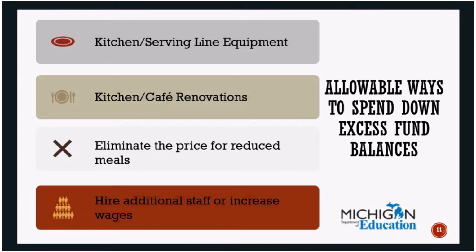If you're not already aware, there is the option to eliminate the reduced meal price for breakfast and/or lunch service. It is allowable to absorb the price of the reduced meal in the nonprofit school food service account. Those students would still be claimed at their reduced eligible status, but would not be required to pay the 40 cents per meal for lunch or the 30 cents per meal for breakfast.